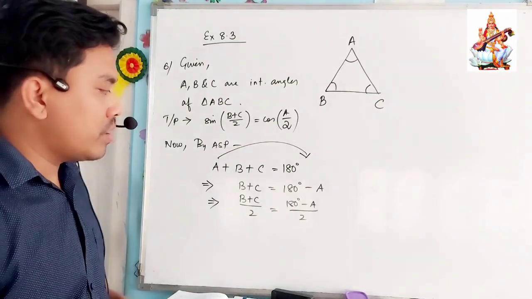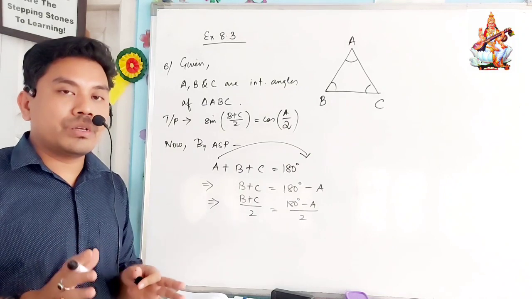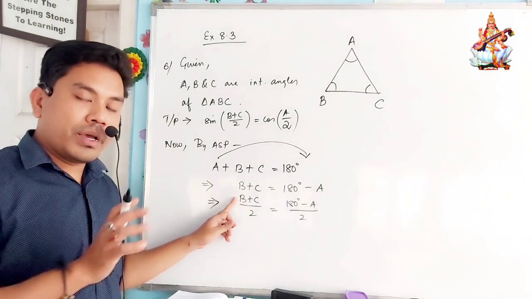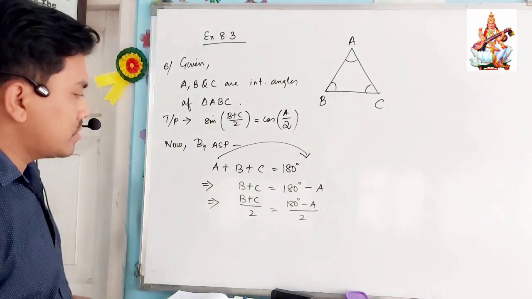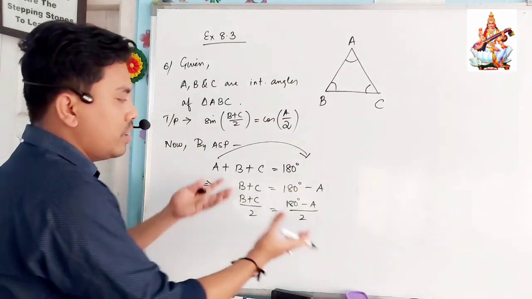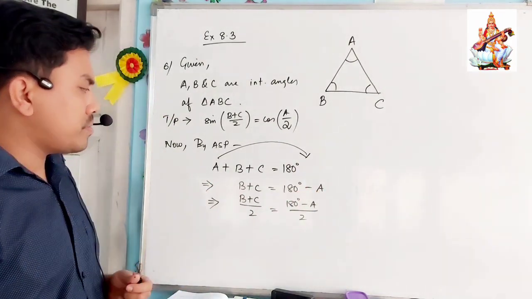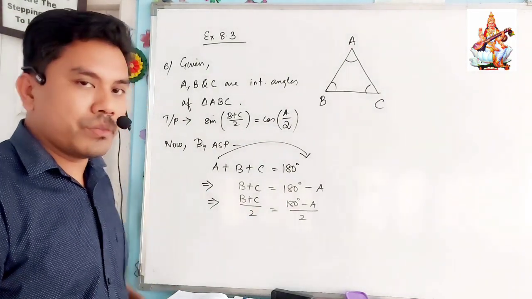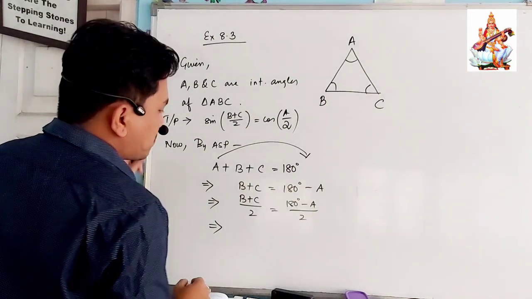In class 8 or in junior classes, you might have learned that in an equation, if you divide the left hand side by a number, then you have to divide the right hand side by the same number. Because it is an equation. Equation means both sides must be the same. There should not be any difference.